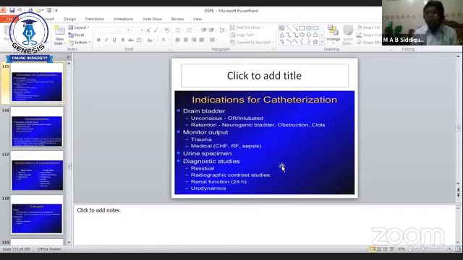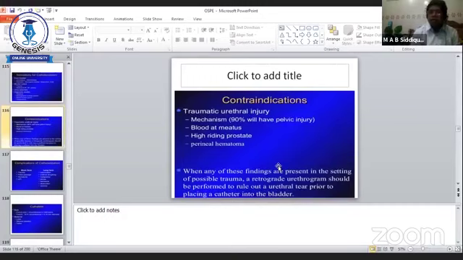In the case of a trauma patient, or medical conditions like sepsis and congestive heart failure, we can monitor urine output by catheterization, measuring the amount collected in the urine bag. For urine specimen, we can use catheterization to obtain a specimen for examination and diagnostic study. Also residual urine, renal function, or urodynamics we can assess with this indication for catheterization.